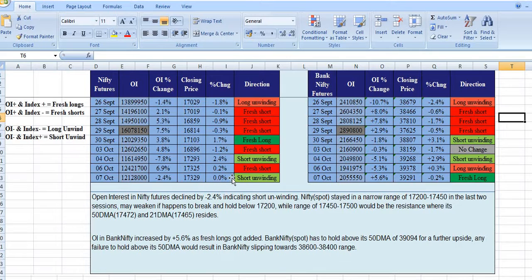Again on yesterday's session, Friday, October 7th, the market closed almost flat, with 2.4 percent here. While in Bank Nifty, you can see here, OI is 5.6 percent plus and the index marginally negative, 0.2 percent minus. I have taken this as fresh long, that is on yesterday's Friday session. Let's see the chart, because this is against the rule, right? Plus and minus should actually come as fresh shorts, but I have taken it as fresh long. Why? Based on the chart.